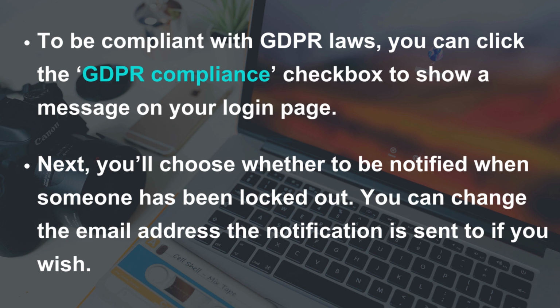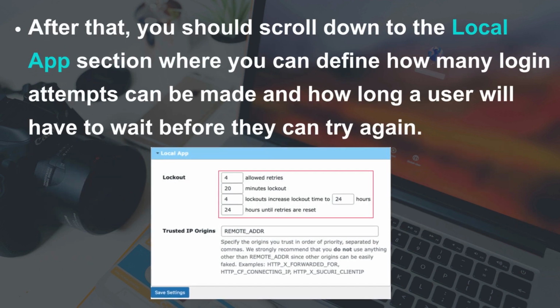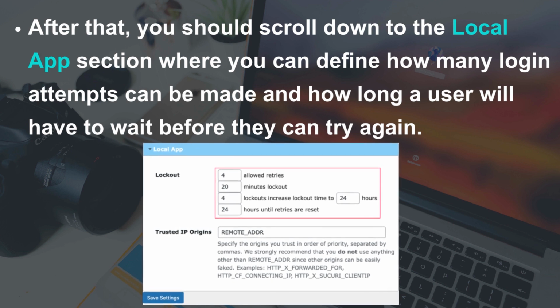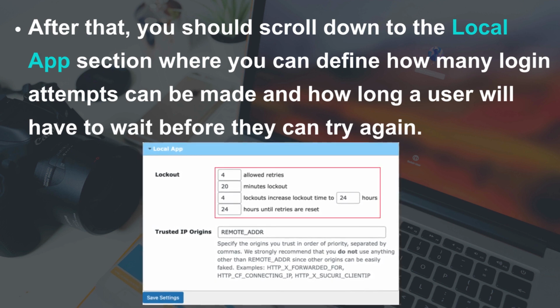Next, you'll choose whether to be notified when someone has been locked out. You can change the email address the notification is sent to if you wish. After that, you should scroll down to the lockout section where you can define how many login attempts can be made and how long a user will have to wait before they can try again.